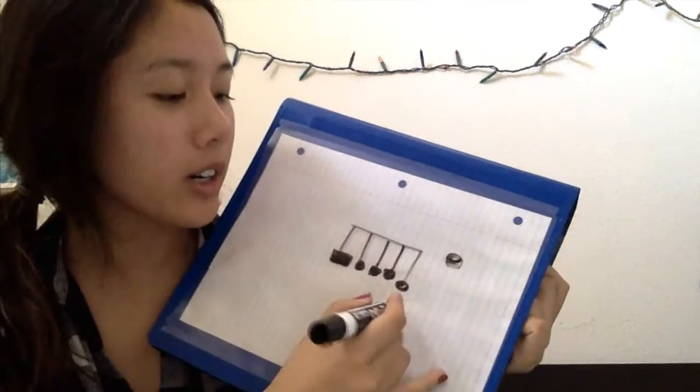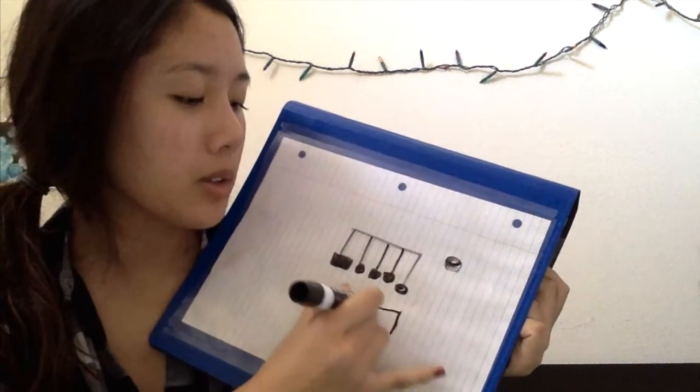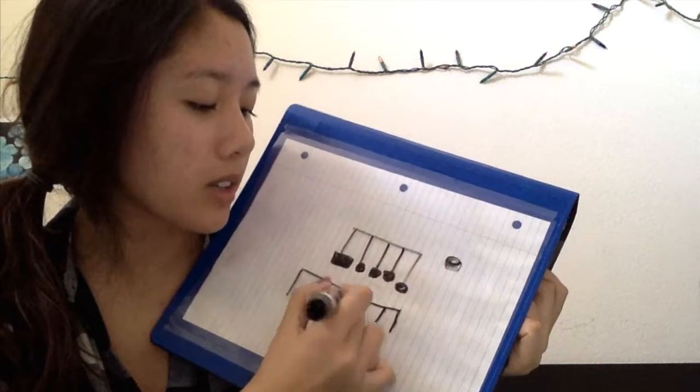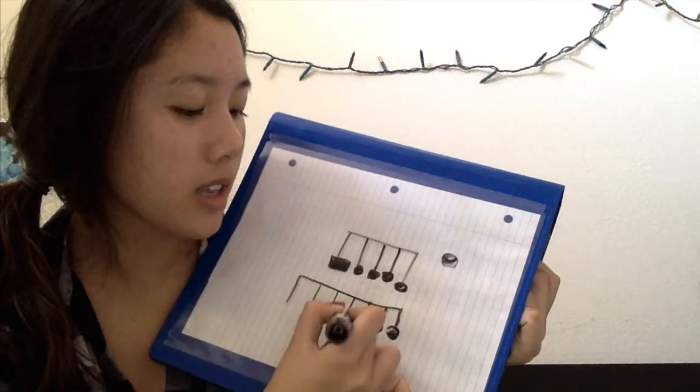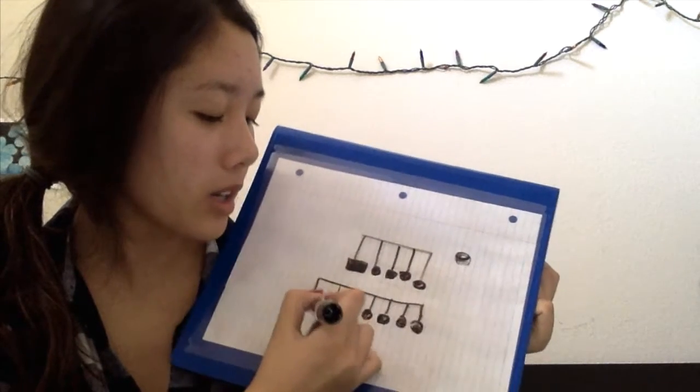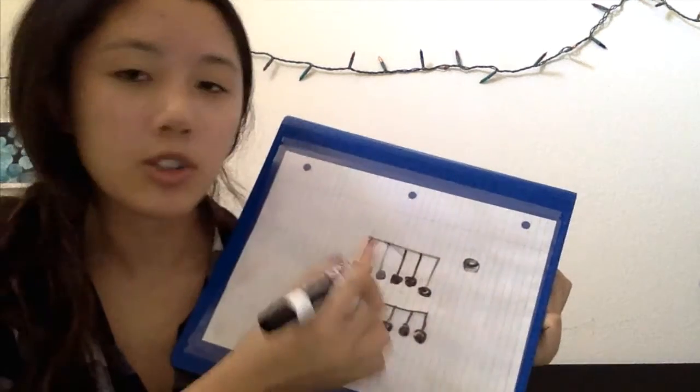But your strands can be in different lengths. So let's say here are my complementary nucleotides, and somehow we have a long strand. Short strands, long strands, it varies.